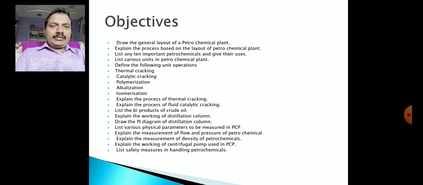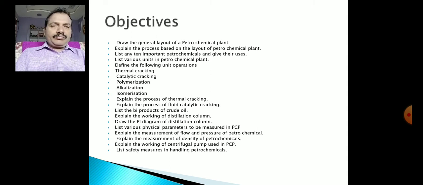polymerization, alkylation, isomerization, and explain the process of thermal cracking and fluid catalytic cracking. And we see the byproducts of crude oil and the distillation column working and its P&I diagram. And what are the physical parameters we have to measure in the petrochemical plant? We discuss the flow, pressure, and density of different fluids in the petrochemical plant.